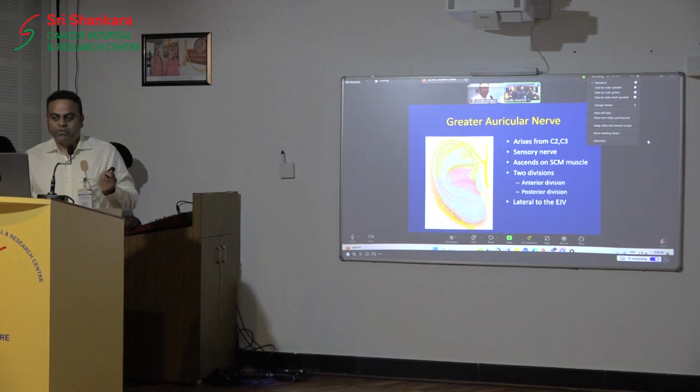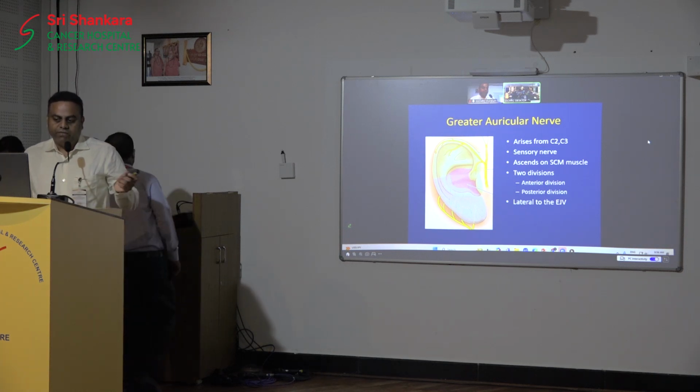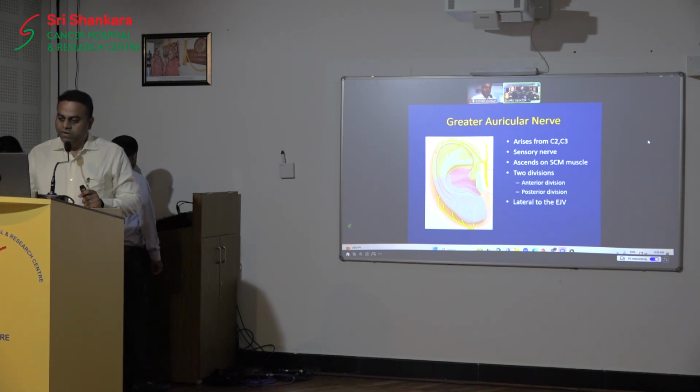This is the first nerve which we encounter during the neck dissection, greater auricular nerve. It's a sensory nerve and it arises from C2 and C3. It ascends along the sternocleidomastoid and it is lateral to the external jugular vein, and it divides into two divisions, anterior and posterior division. So as said, it is a sensory nerve. It supplies the skin overlying the parotid. The anterior division supplies the skin overlying the parotid, whereas the posterior division supplies the ear lobule and antitragus.